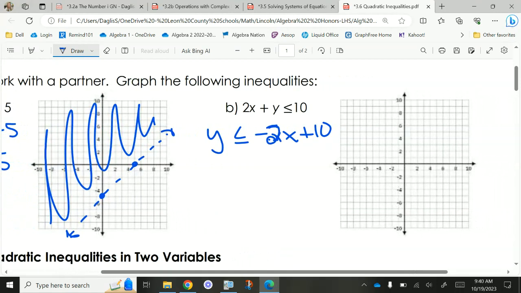All right, part B. My sign did not change this time because all you have to do is subtract 2x to the other side. So when we graph this one, we start where y is 10. And we go down 2 and over 1. So that means we're going to cross at 5 again. Did we connect this with a solid or dashed line? This one is solid.